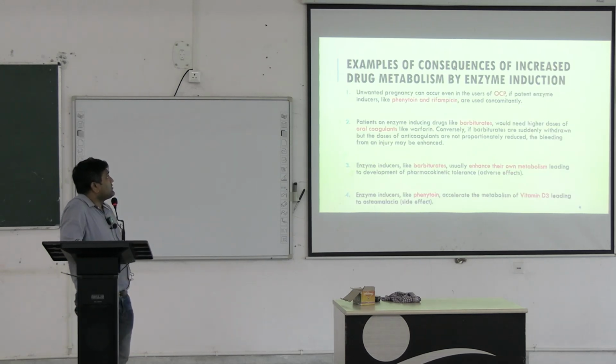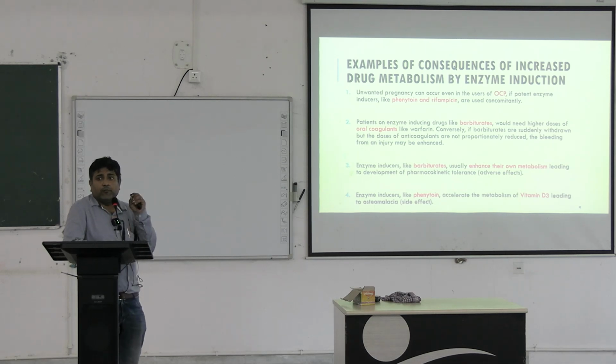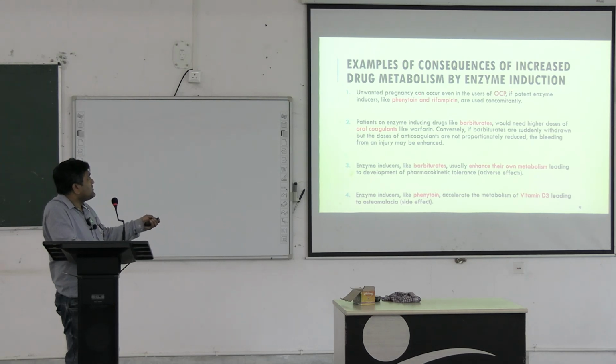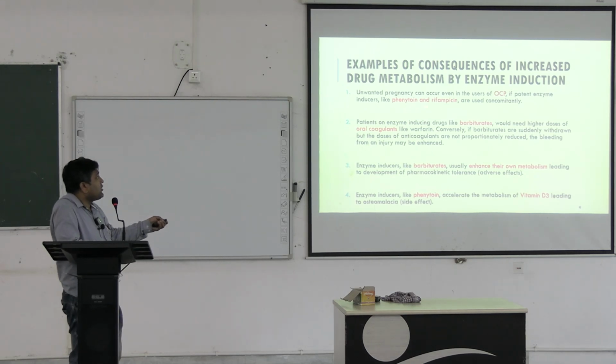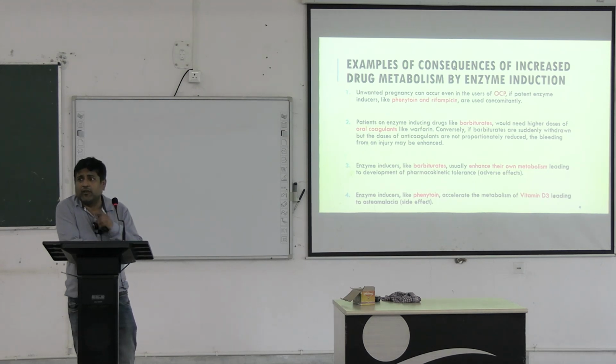Now, examples of consequences of increased drug metabolism by enzyme induction. OCP, oral contraceptive pills, are used to prevent unwanted pregnancies. What happens when OCP is co-administered with enzyme inducers like phenytoin and rifampicin? The metabolism of OCP will increase, the contraceptive efficacy will decrease. That will lead to contraceptive failure.